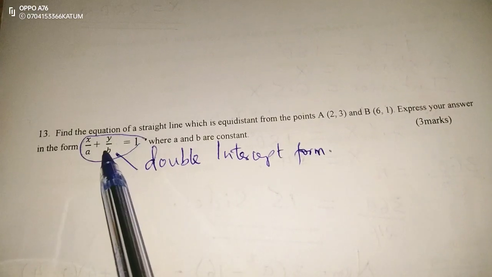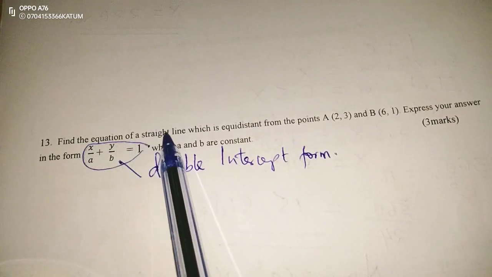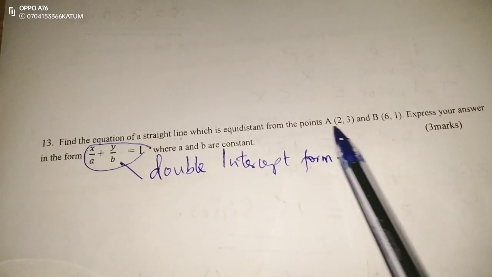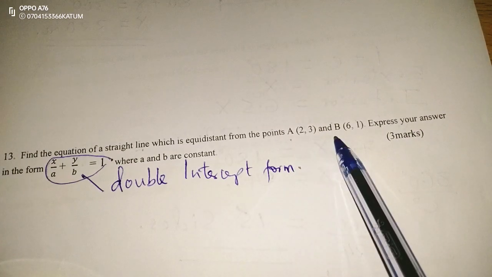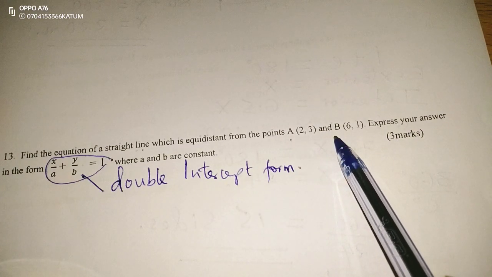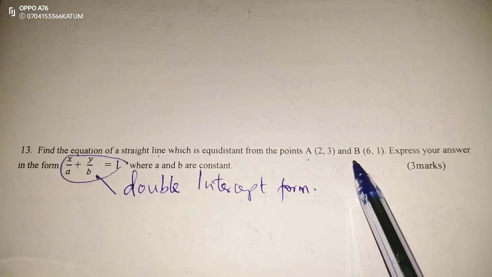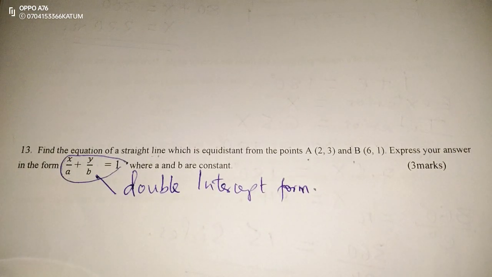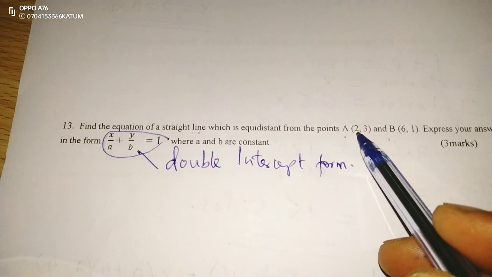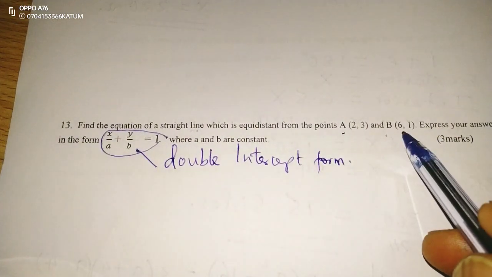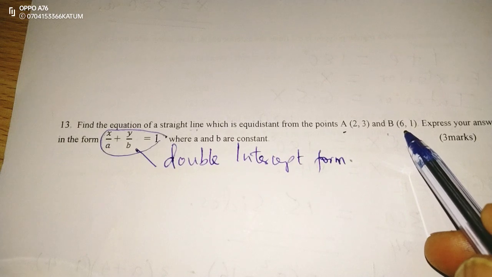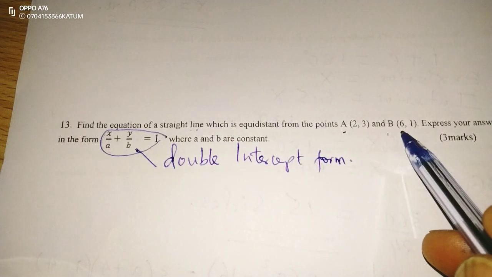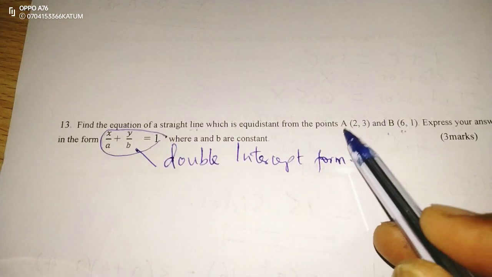So now we can get to the interpretation of the question. A straight line which is equidistant from A and B. A straight line which is equidistant from two given fixed points is a perpendicular bisector to those 2 points. So if we draw a straight line connecting A and B, then a line which will be equidistant from both points is a perpendicular bisector to the 2 points.